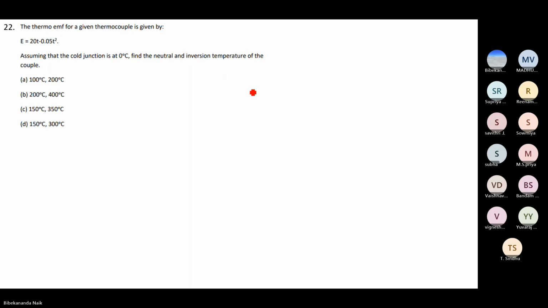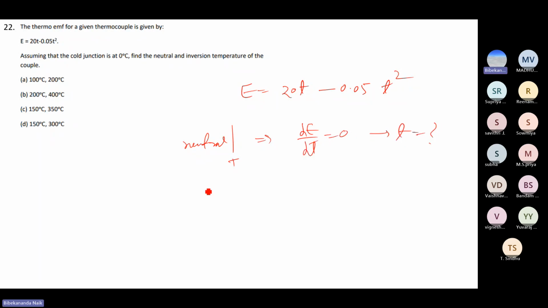So this is E equals 20T minus 0.05 T square. As I told you before, B is negative, A is positive. So here, as you can see, B is negative. So what is neutral temperature? For neutral temperature, dE by dT equal to 0, and that temperature is called the neutral temperature. And what is inversion temperature? Inversion temperature is where E equals 0.